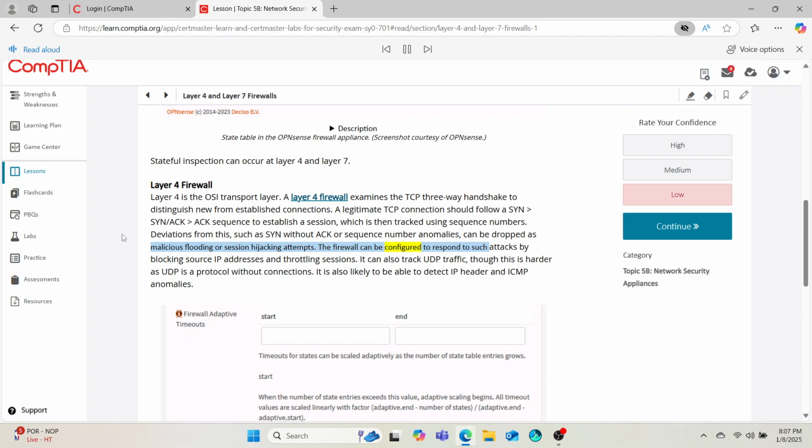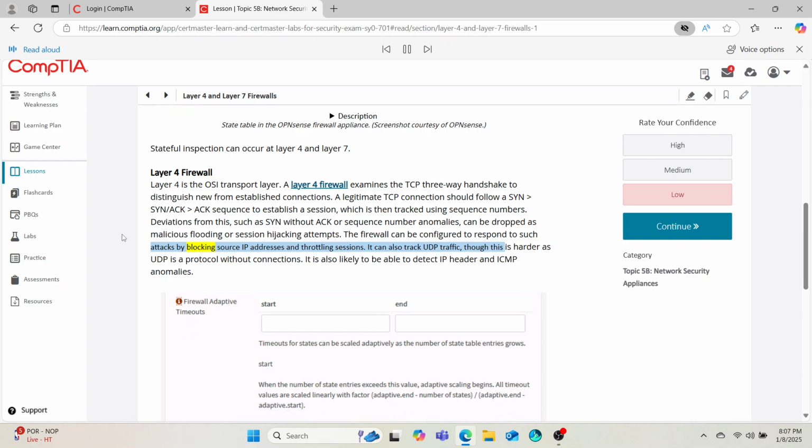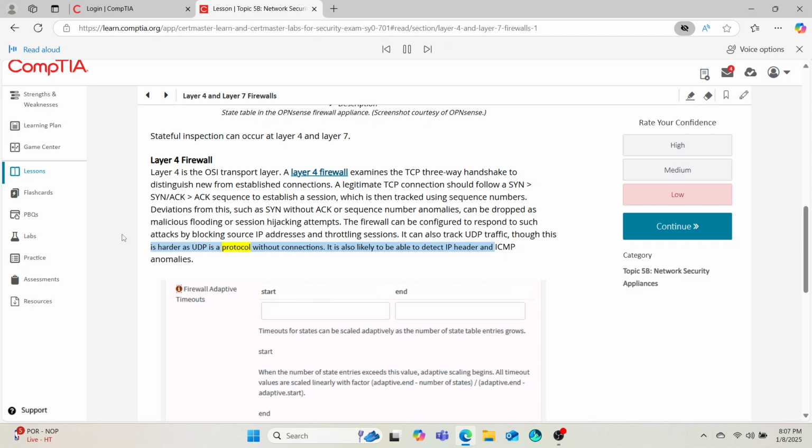The firewall can be configured to respond to such attacks by blocking source IP addresses and throttling sessions. It can also track UDP traffic, though this is harder as UDP is a protocol without connections. It is also likely to be able to detect IP header and ICMP anomalies.